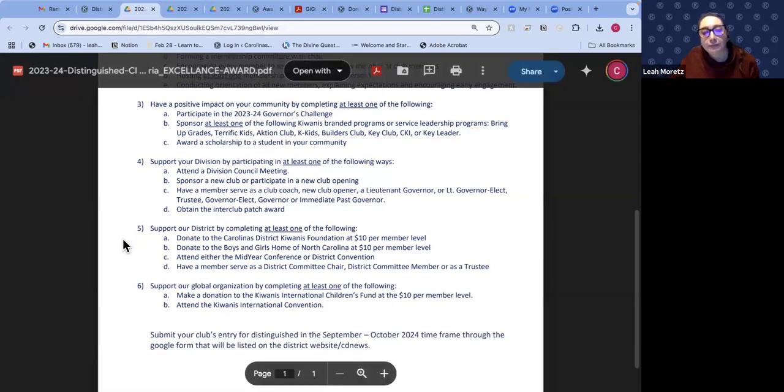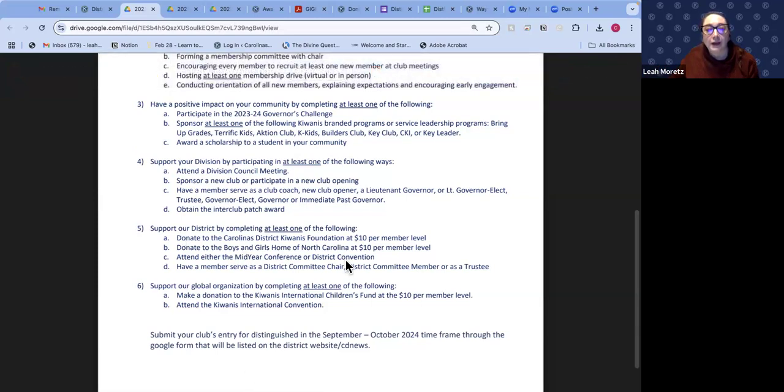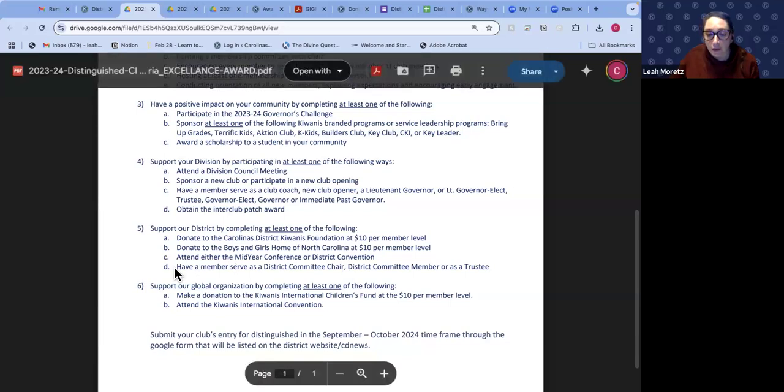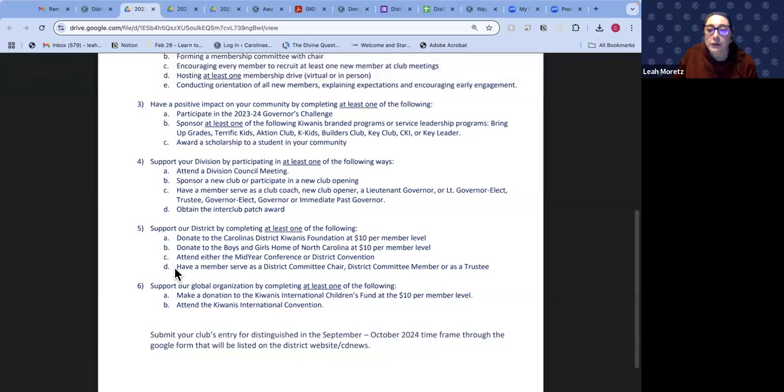Five was supporting the district by donating to either the foundation or the Boys and Girls Homes at Lake Waccamaw, attending one of our conferences mid-year in Raleigh, or the district convention that we just had in Greenville, South Carolina, or have a member serve as a district committee chair, a district committee member, or as a trustee. And then number six was to support our global organization, either donating to the Children's Fund or attending the International Convention.